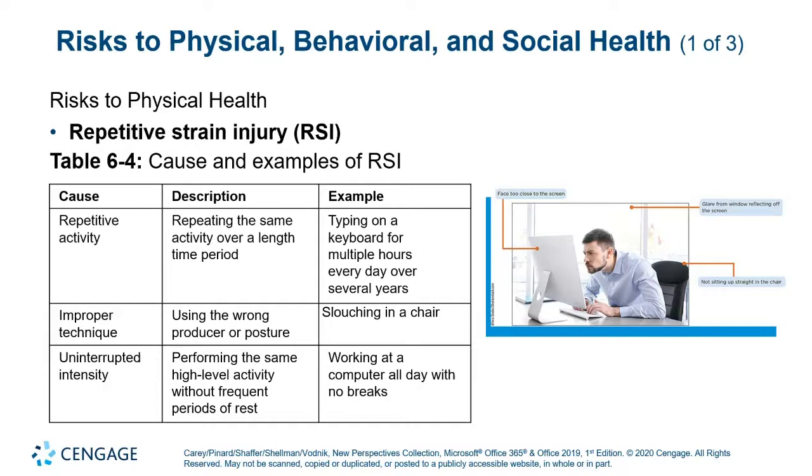Moving on to health risks, we can generally break this down into three categories. We have physical, behavioral, and social health. And when we talk about the physical health risks of using a computer, the main thing we're talking about is repetitive strain injury. This is characterized by aches and pains and other such discomforts and injuries related to the repetitive, uninterrupted use of our devices, including keyboards and phones.